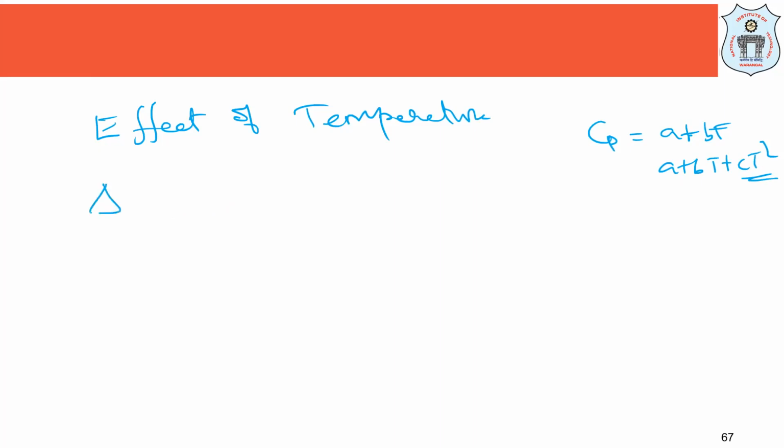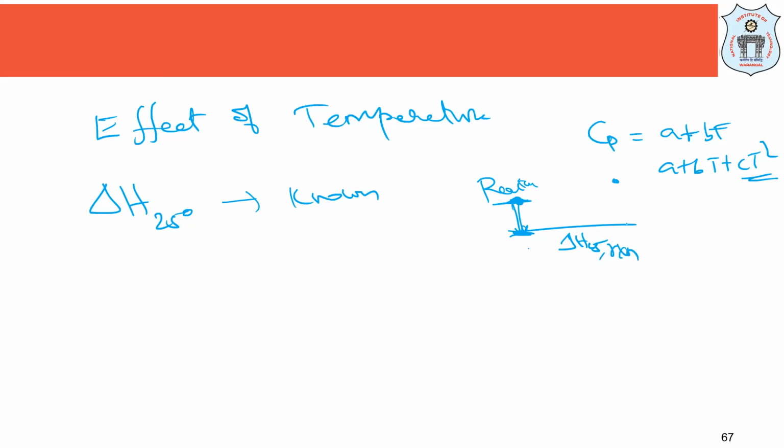Similarly, delta H at 25 degrees Celsius is known. We can always determine this, right? Whatever the operating temperature is, we should be able to bring it down to delta H at 25 degrees Celsius. So that way, the enthalpy of the reactant, and this is how much heat is required to bring it down to 25 degrees Celsius. Then you have delta H of the reaction, then the product is formed at 25 degrees Celsius. What is the heat required to heat that product to the given temperature? Based on that, you will be able to get the delta H values.